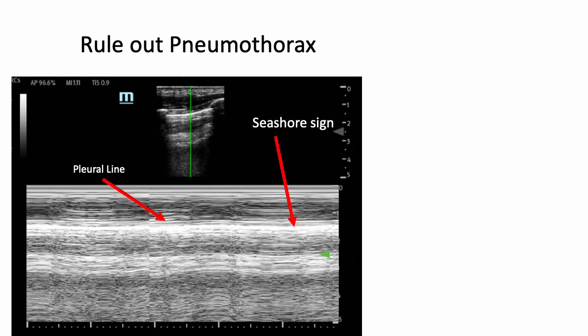Next, you want to change probes, usually over to a linear probe, and rule out tension pneumothorax as a cause of hypotension. Hopefully your physical exam would have led you to something like this sooner, but if you're there, you're there. And so it's nice to be able to rule out pneumothorax. If you need more advanced tips and demonstrations on how to do this, go back to my YouTube page and look at the section on pneumothorax.